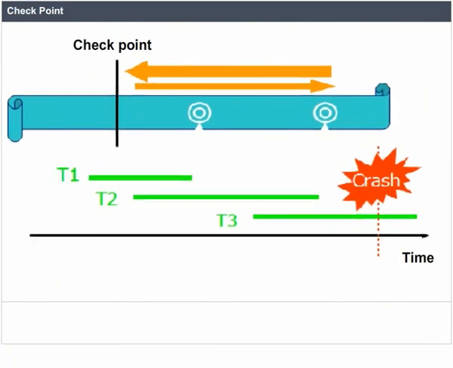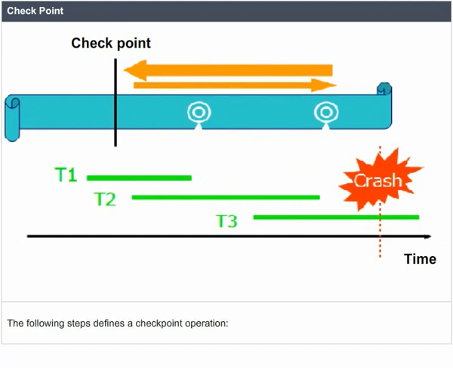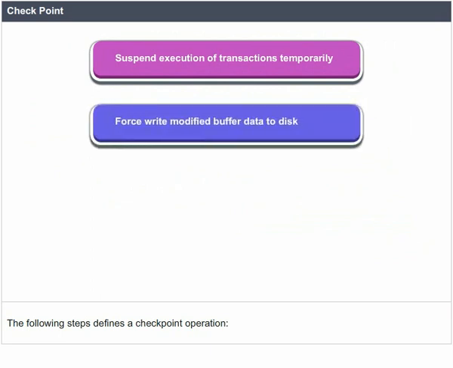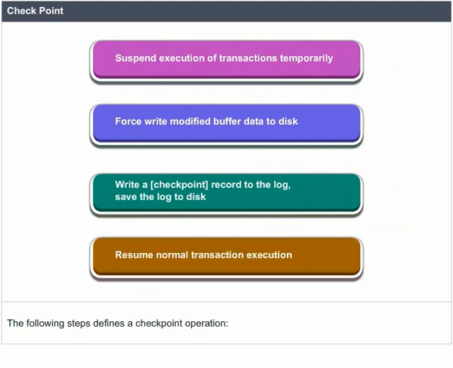Checkpoint. From time to time, randomly or under some criteria, the database flushes its buffer to database disk to minimize the task of recovery. The following steps define a checkpoint operation. Suspend execution of transactions temporarily, force write modified buffer data to disk, write a checkpoint record to the log, save the log to disk, resume normal transaction execution.